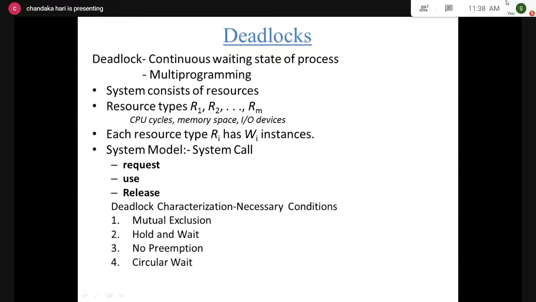Similarly, the CPU. CPU is already executing one process. At the same time, you require the CPU. Sorry, CPU is a non-shareable resource. CPU can be accessed by only one person at a time.